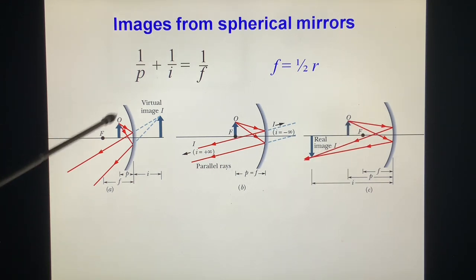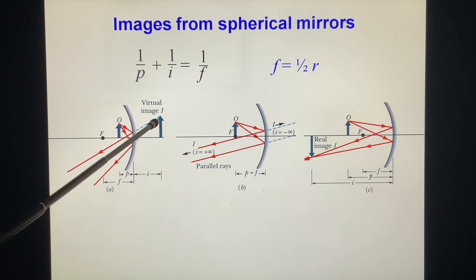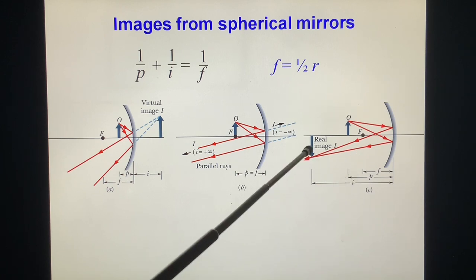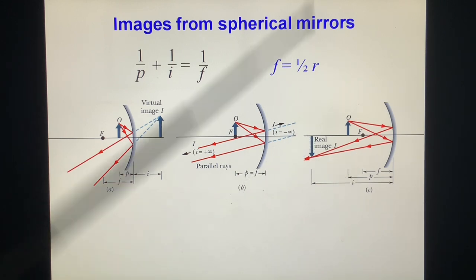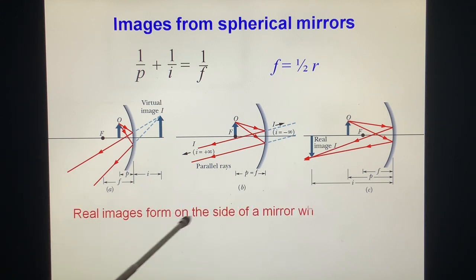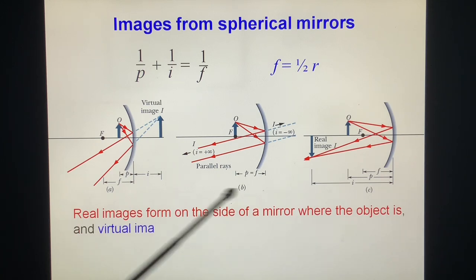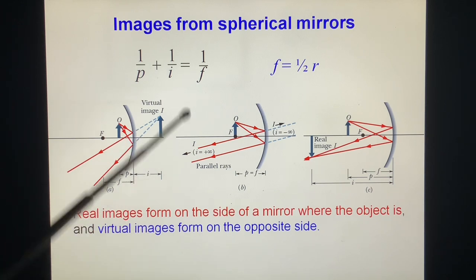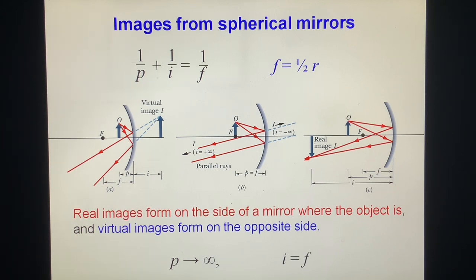And we see that if we put the object inside the focal length, we get a virtual image, okay? Same orientation. If we put it outside the focal length, we get a real image and upside down orientation. A real image forms on the side of the mirror where the object is. This is called a real image. And the virtual image forms on the opposite side. When P approaches infinity, the object is at infinity, this is zero, I equals F, so the rays cross at the focal point.